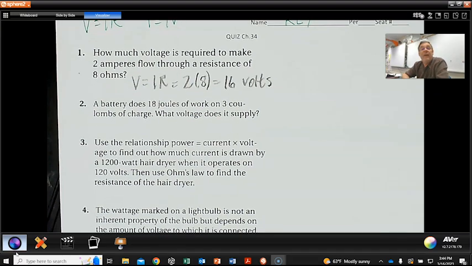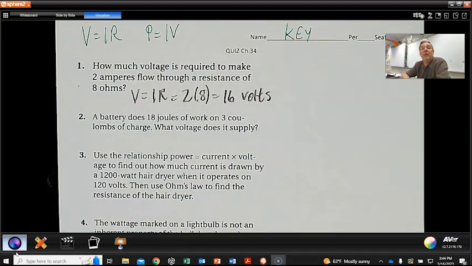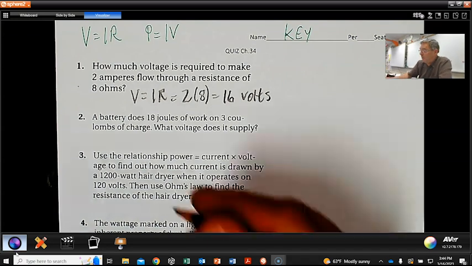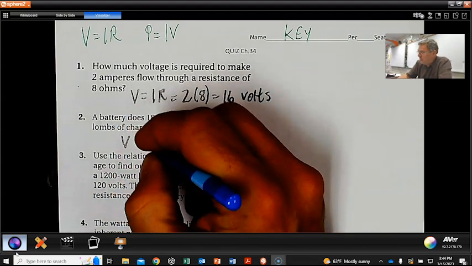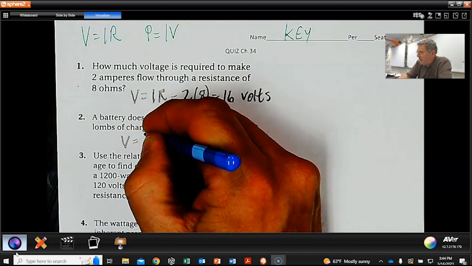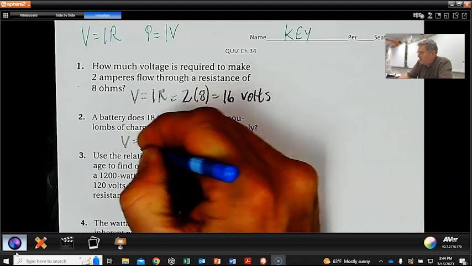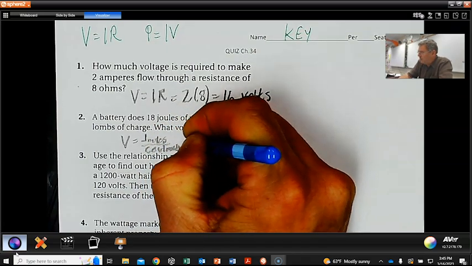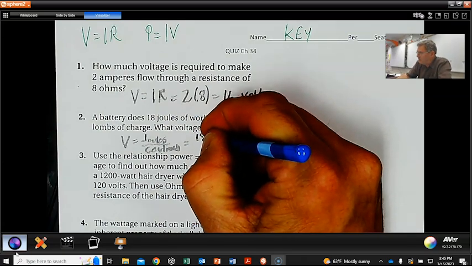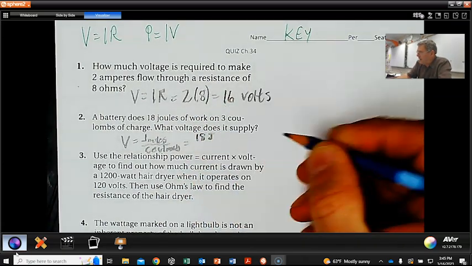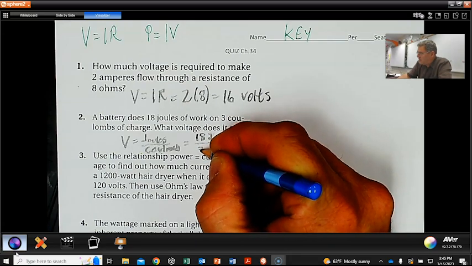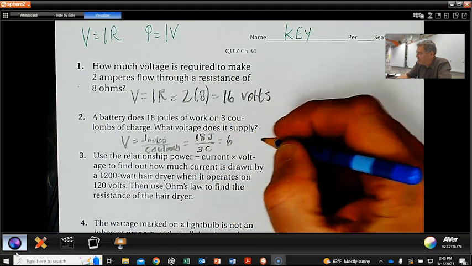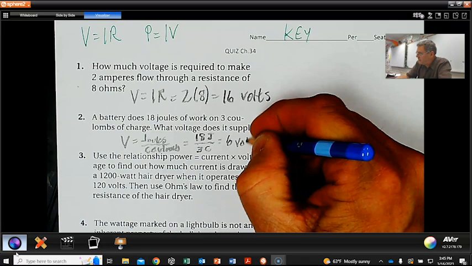Okay. Number 2, a battery does 18 joules of work on 3 coulombs of charge. What voltage does it supply? Well, we know that the units of voltage are volts, which is the same thing as joules per coulomb. So I have 18 joules, and I have 3 coulombs of charge. So that is 6 joules per coulomb, also known as 6 volts.